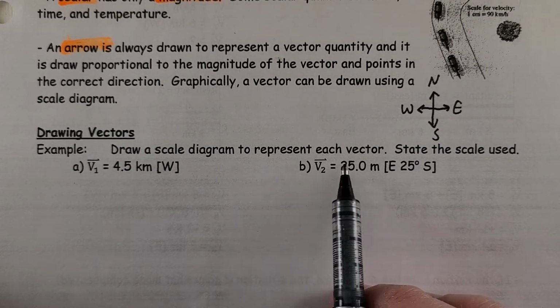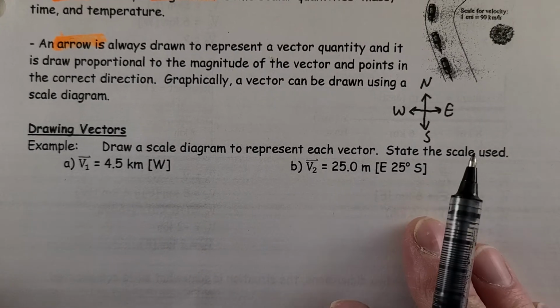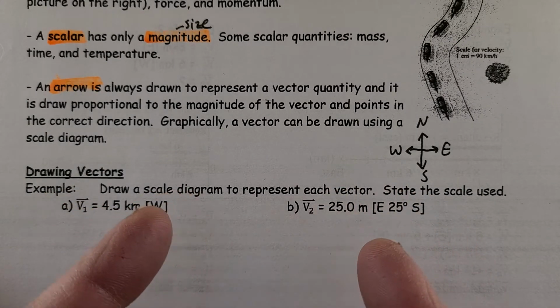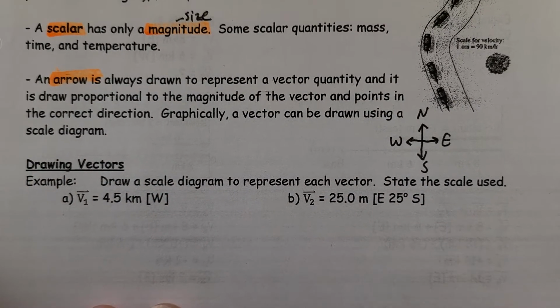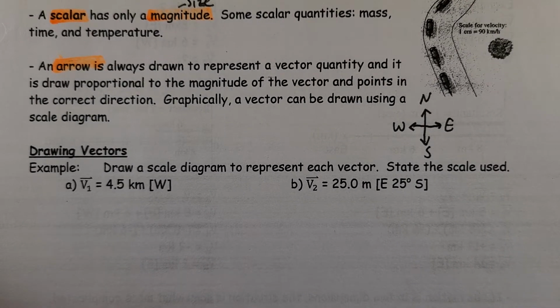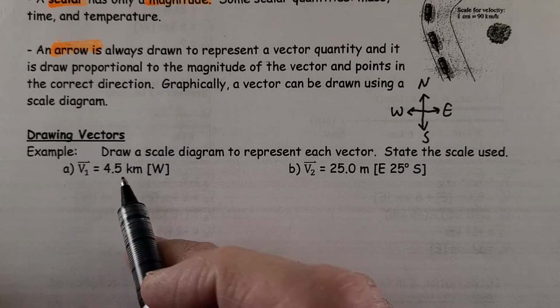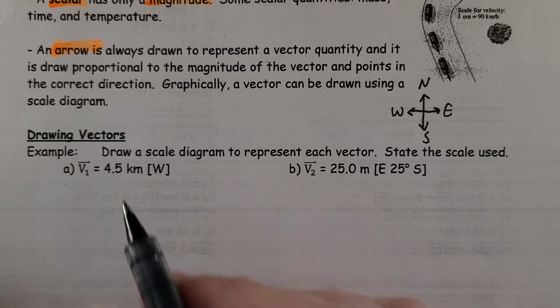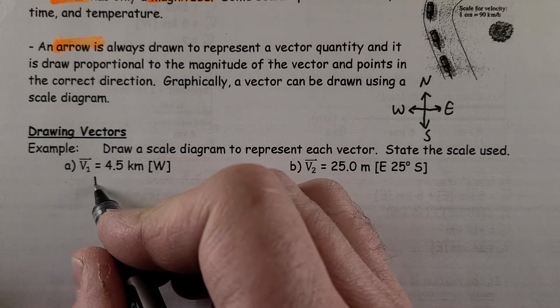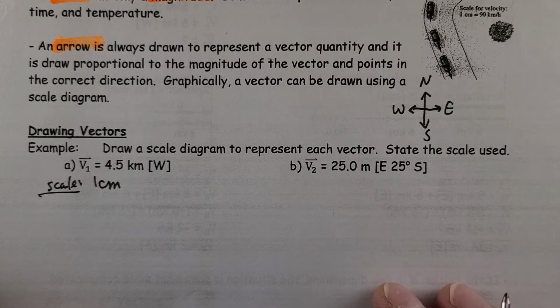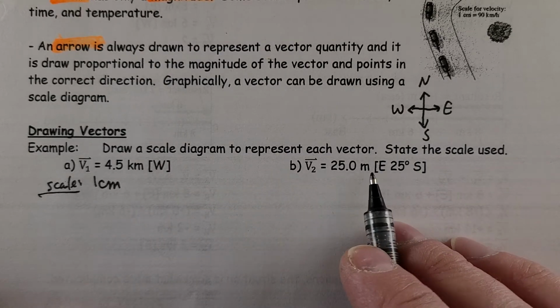So draw a scale diagram to represent each vector and state the scale used. Now, the scale you want to make on a piece of paper is roughly, you want to draw vectors that are around 5 centimeters long, 6 centimeters. Those are usually reasonable lengths to draw on your paper. So we'll try to make it so that our vectors maintain about that length. So if I was drawing something that represents 4.5 kilometers, obviously I wouldn't draw it 4.5 kilometers, because on my paper, I'm going to likely be dealing with centimeters. So the scale will be in terms of 1 centimeter equals so many kilometers in this case, or meters over here.